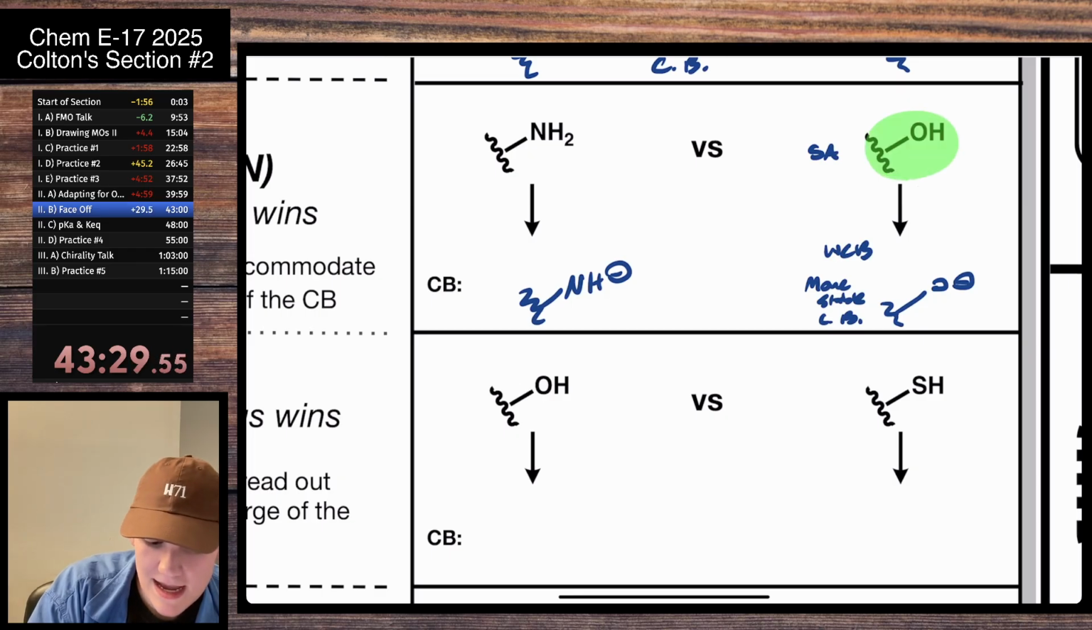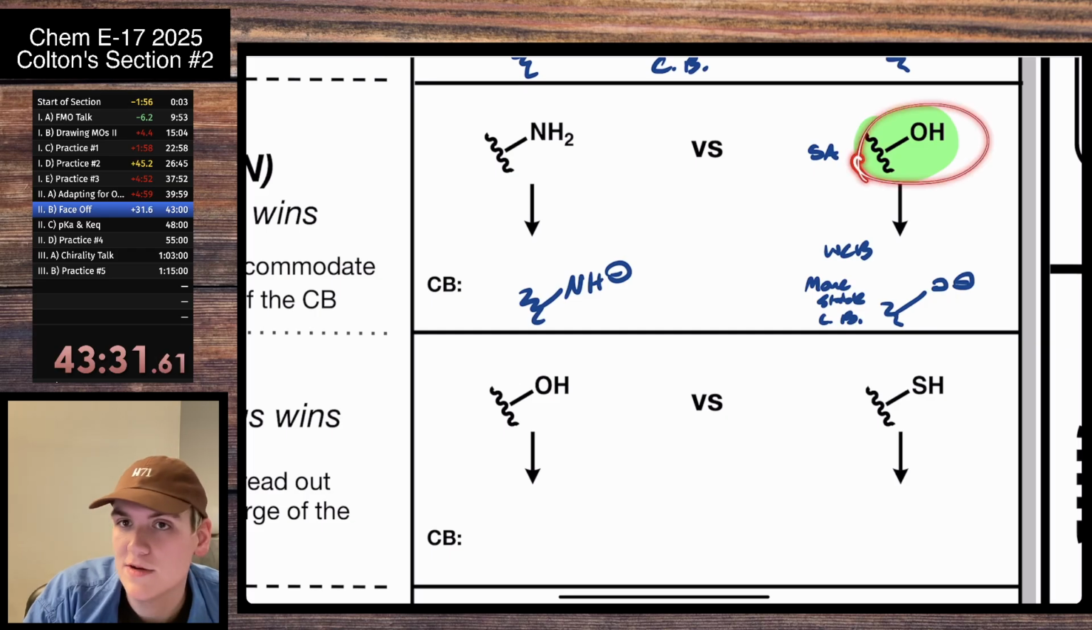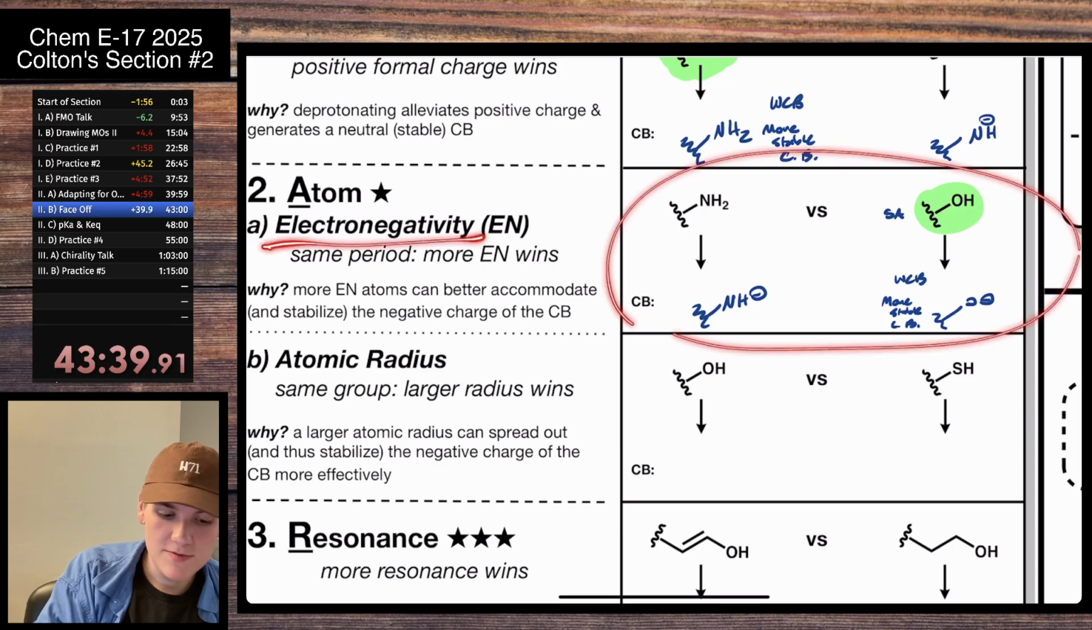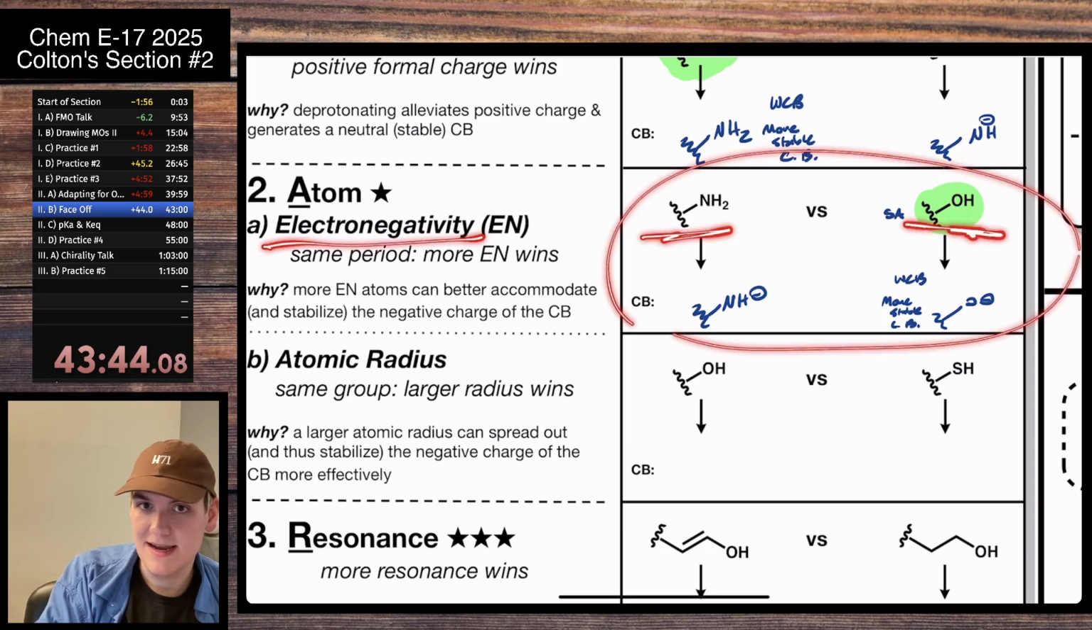And so the pKa of an OH is going to be like 14 to 17, whereas the pKa of just a general NH2 is going to be like 30 something. And so our takeaway, so we don't have to do this every time, is between these two, the thing that has more electronegativity is going to be more acidic.